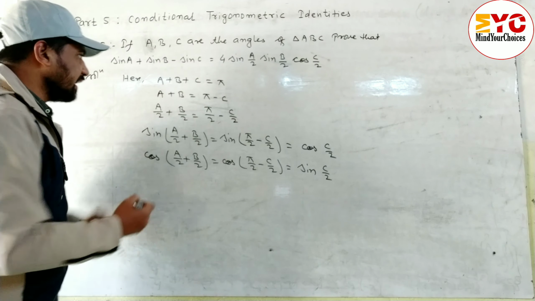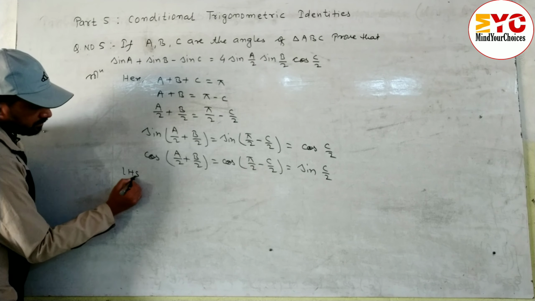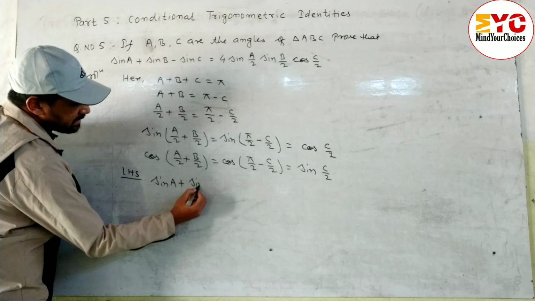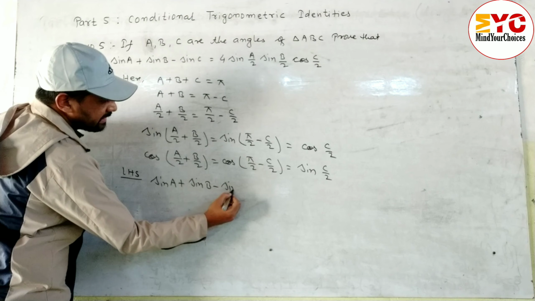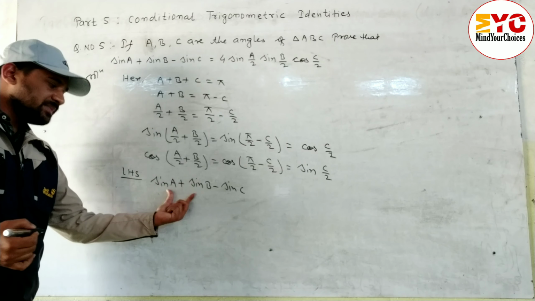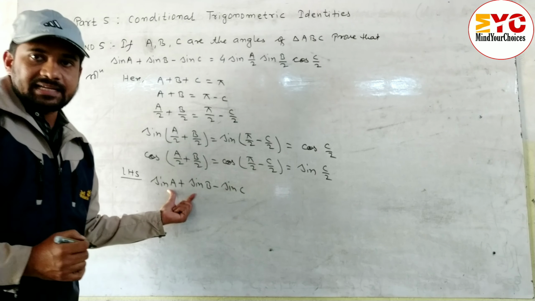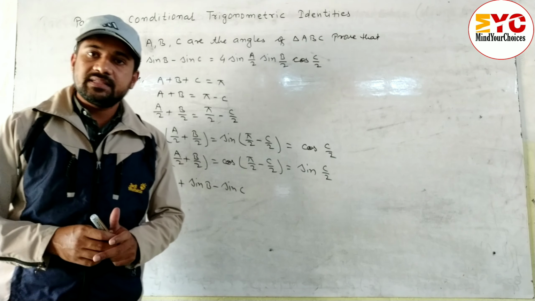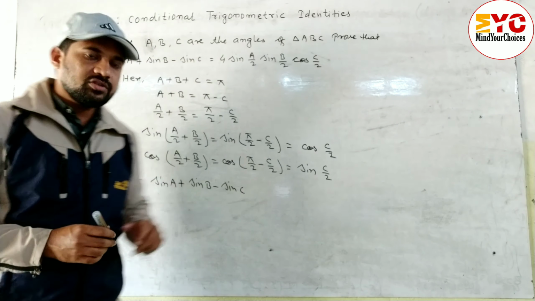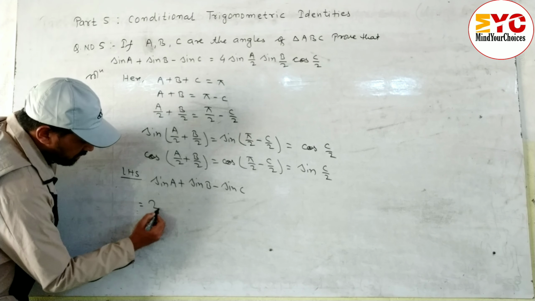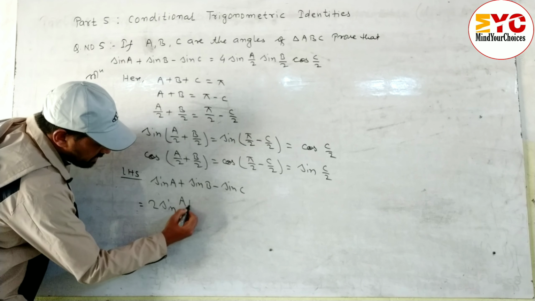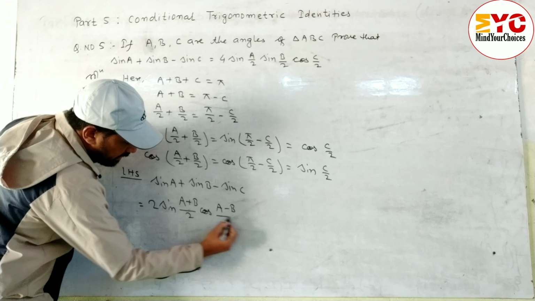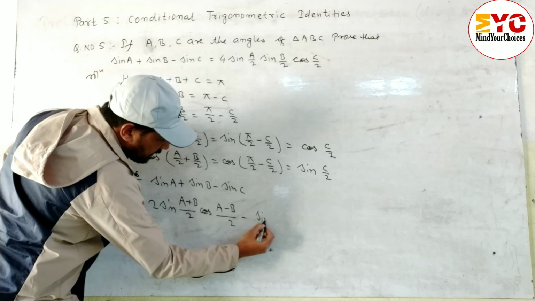After this we have to take the LHS, which is sine A plus sine B minus sine C. We take two terms and use the formula of sine C plus sine D, which is 2 sine of (C plus D) by 2 cos of (C minus D) by 2. So we get 2 sine of (A plus B) by 2 cos of (A minus B) by 2 minus sine C.